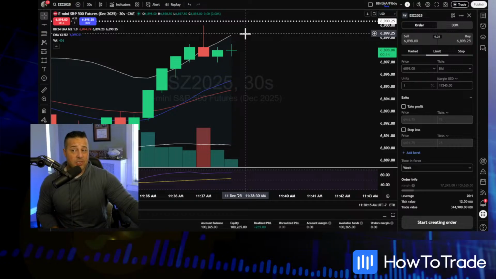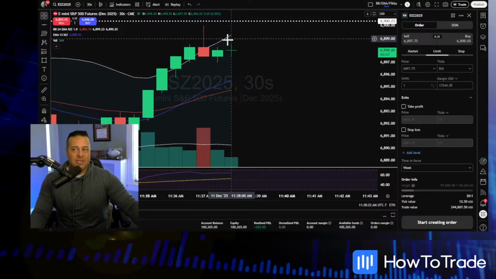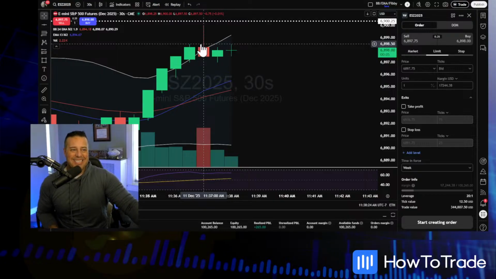This is a 30-second chart. Why? Big round numbers. 69 was there. What's the top? What's the top of that bar? 6,900. So at least for the last minute and a half, sellers defended that key level.